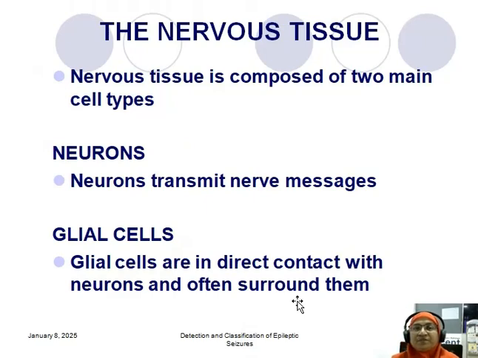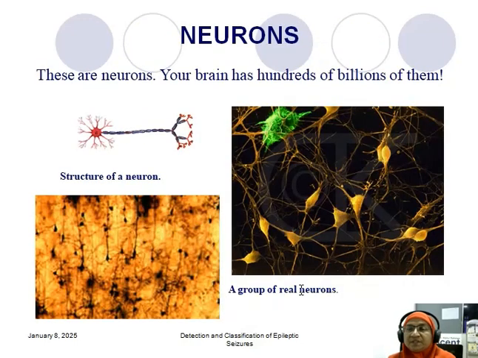Now we must know what a neuron is. Nervous tissue is composed of two types of cells, which are the neurons and the glial cells. The neurons transmit nerve messages. The glial cells are in direct contact with the neurons and often surround them. You can see the picture of the neurons. Our brain has hundreds of billions of them. This is the neuron network shown here, a group of real neurons.